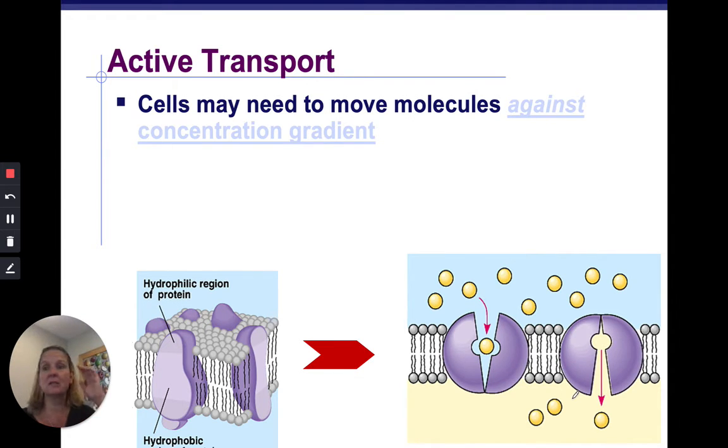And this is going to be super important when we learn about how your whole nervous system works because of active transport and the sodium potassium pump that I'll talk about in more detail. So sometimes cells need to move molecules against the concentration gradient, from an area of low concentration to high. So it's sort of backwards.